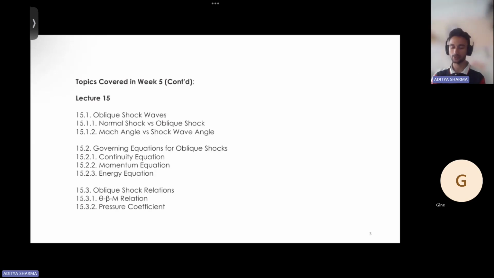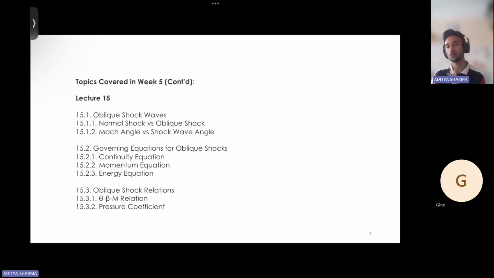So moving on to lecture 15, which also is very important: oblique shocks. We have discussed normal shock waves; here we are discussing oblique shock waves. What is the difference between normal shock waves and oblique shock waves? As the name suggests, there is obliqueness in the shock wave.